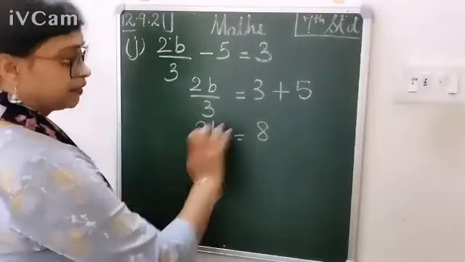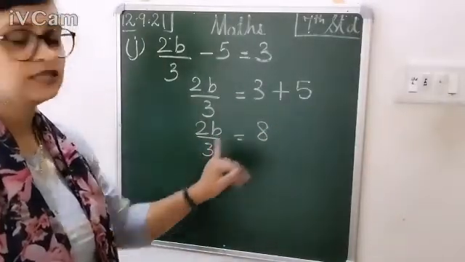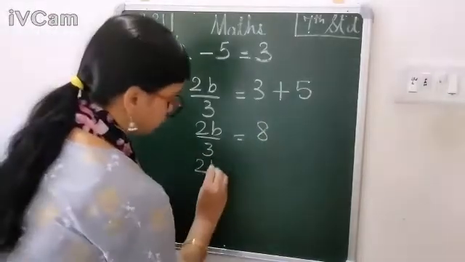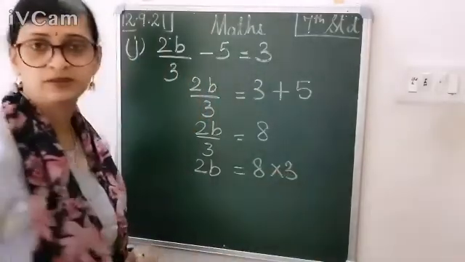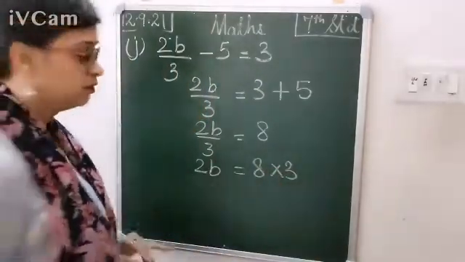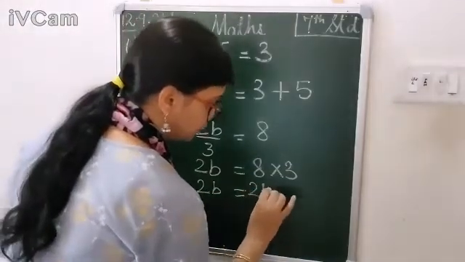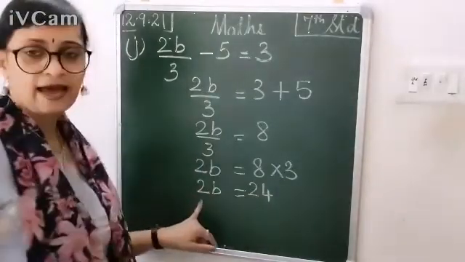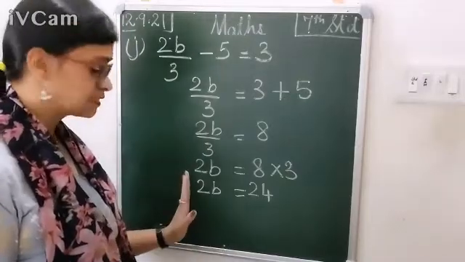Correct? Next, bring 3 to the other side. 3 is in the denominator, which means when it comes to the right hand side, it will change to multiplication. So 2b is equal to 8 into 3. So 2b is equal to 8 3s are 24. Now you still have a coefficient attached to the variable. You need to remove this, you need to separate this as well.